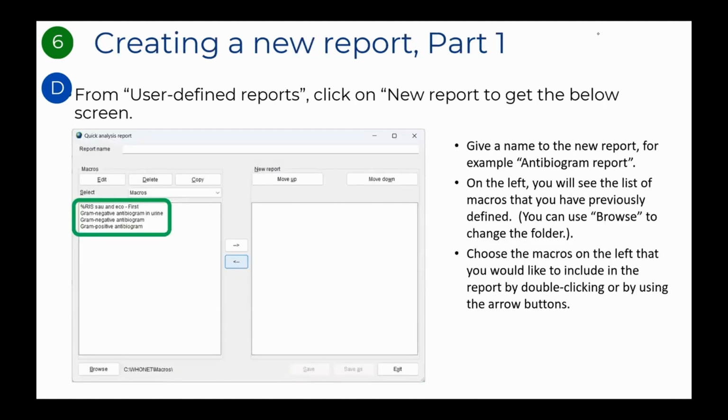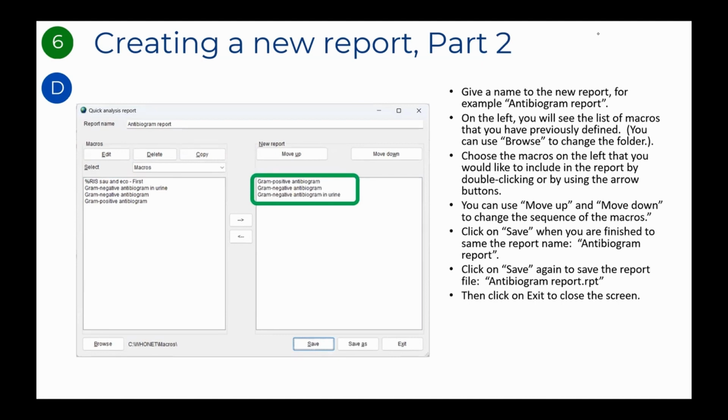After you click on New Report, you will see the below screen. On the left, you will see all of the macros that you can find in your WHONET macros folder. First thing that I will do is to create a name for this new report that I would like to create. For example, I will type the name Antibiogram Report. I can then select the analysis macros from the left of the screen and use the arrow to move them to the right of the screen.